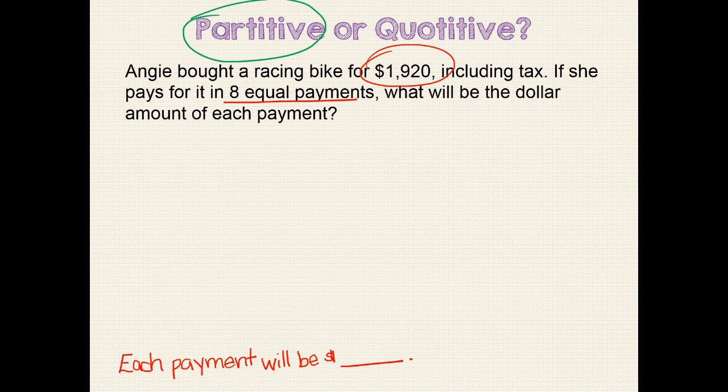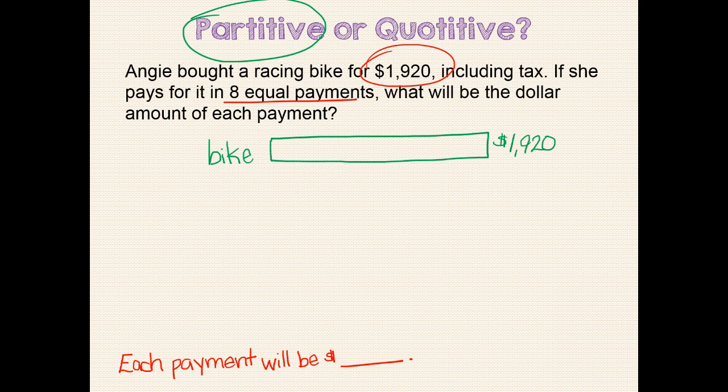The whole for this problem is the $1,920 Angie spent on the racing bike. So this unit bar will represent that money. It's subdivided into 8 pieces because we're told that Angie paid for the bike in 8 equal payments. Since we want to know how much each of those payments is going to be, we put the question mark in one of those pieces of our model. This problem is pretty straightforward in that it's pretty easy to see that our math will be $1,920 divided by 8, which is $240. Each payment will be $240.